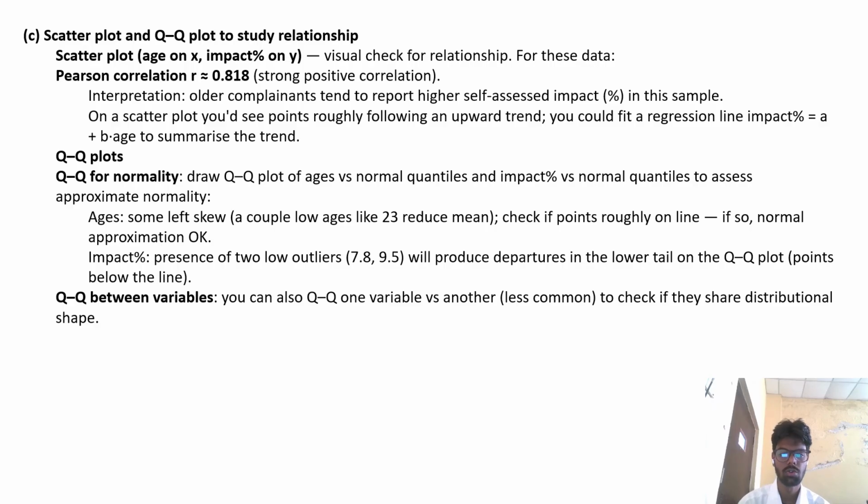Draw QQ plots for ages versus normal quantiles and impact percentage versus normal quantiles to assess approximate normality. Ages: some left skew, and a couple of low ages like 23 reduce the mean. Check if the points roughly lie on the line. If so, the normal approximation is okay. Percentage impact: the presence of two low outliers, 7.5 and 9.5, will produce departure in the lower tail on the QQ plot, with points below the line. QQ between variables: you can also plot one variable versus another, less common, to check if they share distributional shapes or not.